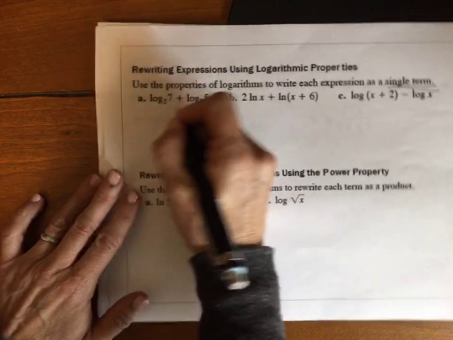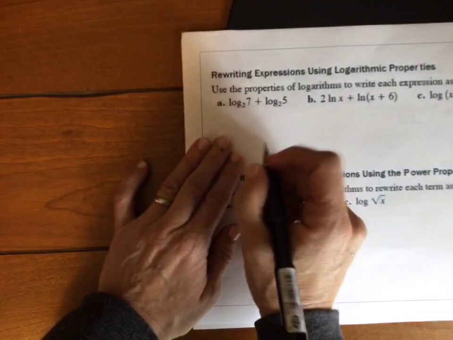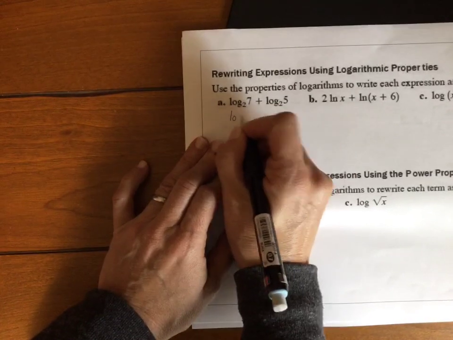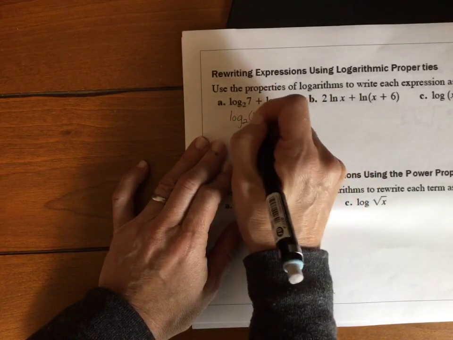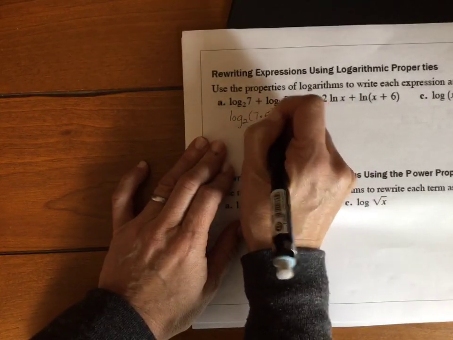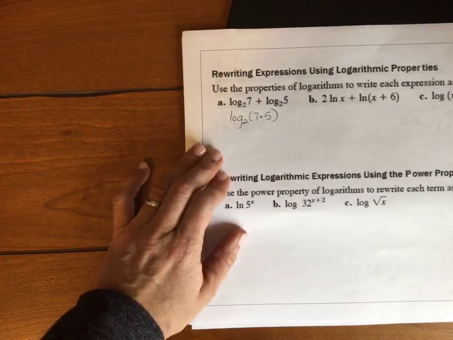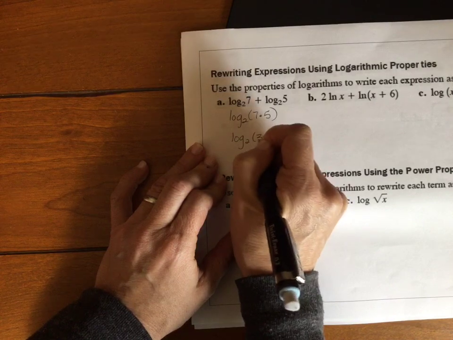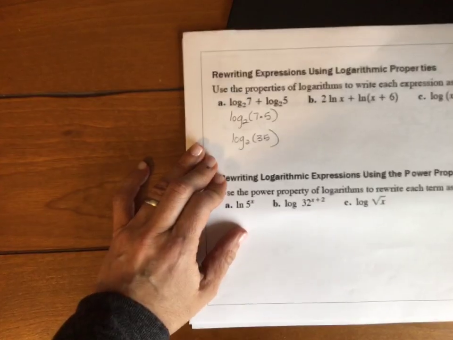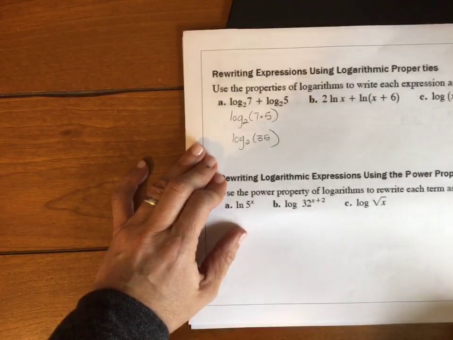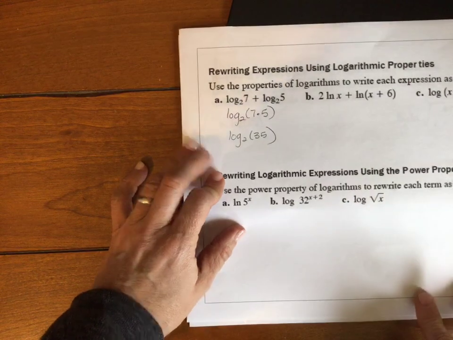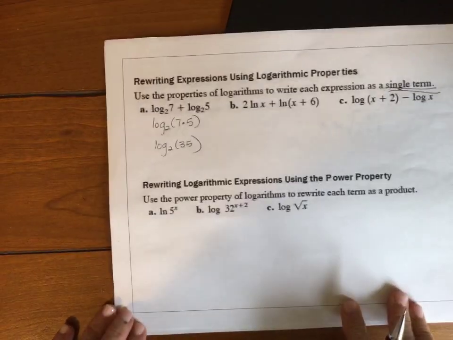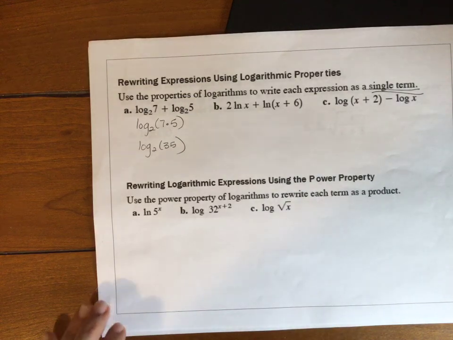So if I want to write these all as a single term, we call this expanded term. I'm going to have, let me move it over so I can write on this, log base 2 of 7 times 5. That just simplifies to be log base 2 of 35.